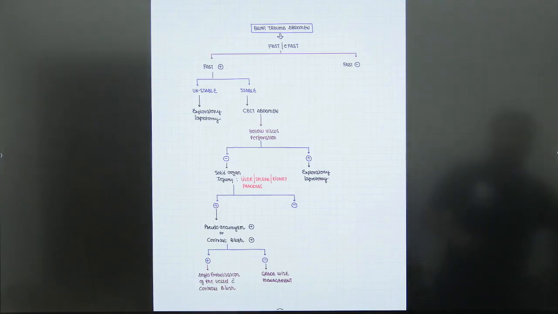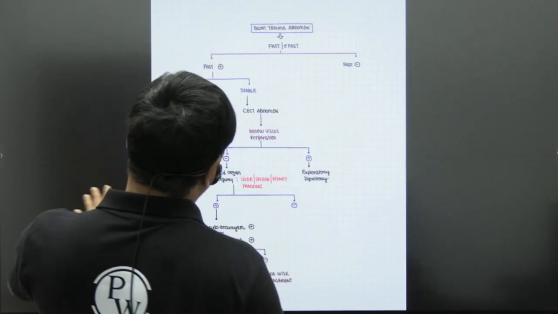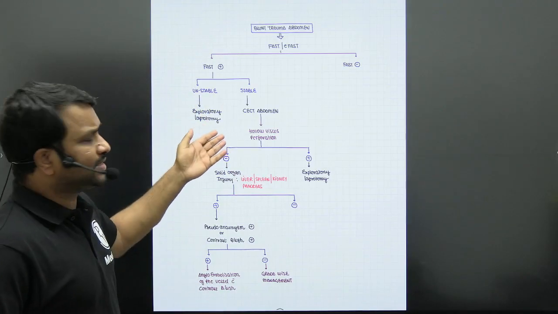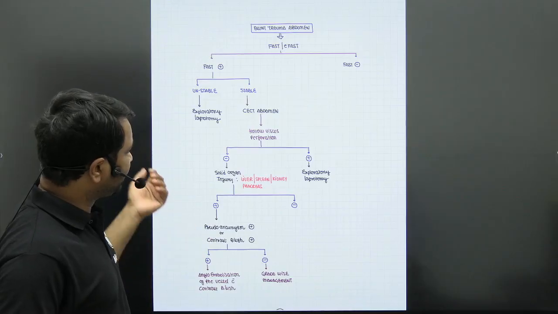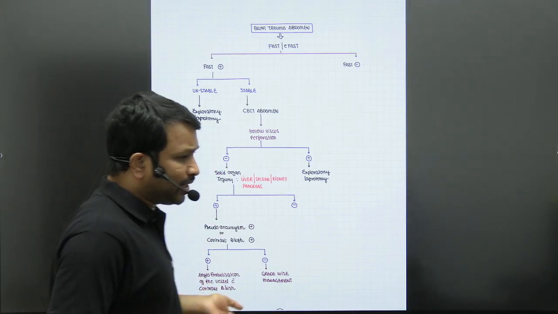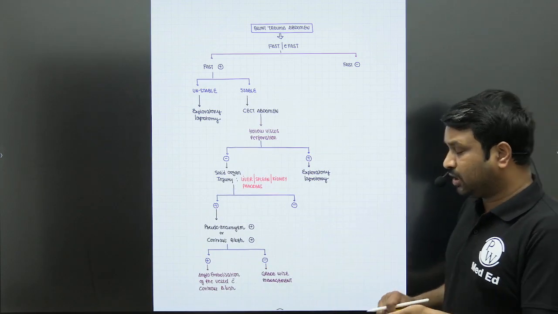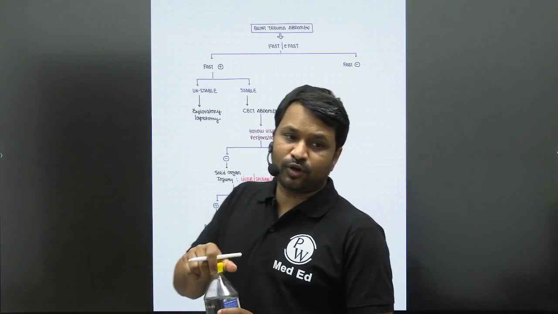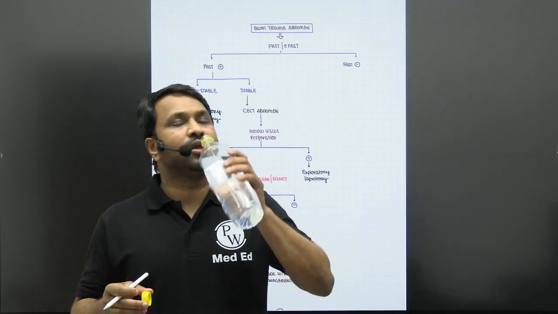We'll start from the FAST status, where we'll say stable, unstable. Unstable, go with exploratory laparotomy. Stable, do a CECT abdomen. Look for hollow viscus perforation. If there is no hollow viscus perforation, look for solid organ injury. In a solid organ injury, you have to look for any pseudoaneurysm or contrast blush. If there's no pseudoaneurysm, no contrast blush, you can go with grade-wise management. If not, you have to go with angioembolization of the bleeding vessel.